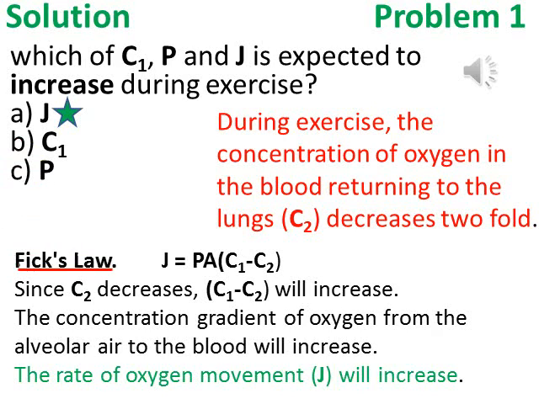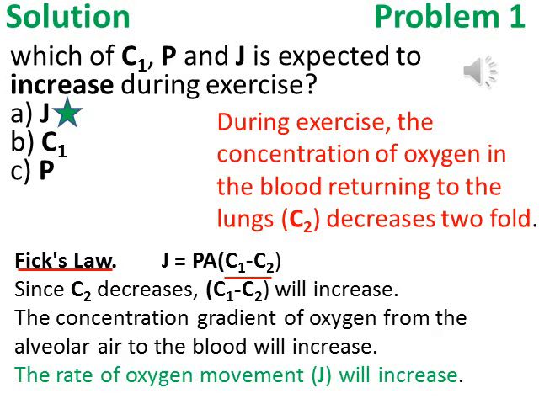Think about Fick's law. Fick's law states that the rate of movement of oxygen from the lungs to the blood depends on the concentration difference of oxygen between the alveolar air spaces and the blood delivered to the lungs. Since C2 decreases during exercise, the concentration difference, C1 minus C2, will increase. The concentration gradient from the lung air to the blood is increased. Therefore, the rate of movement of oxygen into the blood will be increased during exercise.